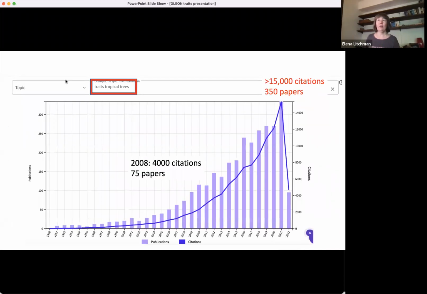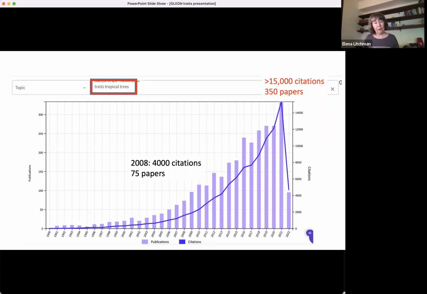So then I decided, okay, I'll go even narrower. I looked for traits and tropical trees. Finally, the ISI gave me the results. And you can see how the focus on traits really increased exponentially. So, for example, in 2008, there were 4,000 citations dealing with traits and only 75 papers, at least what ISI found. And then last year, it was many, many more citations and publications.